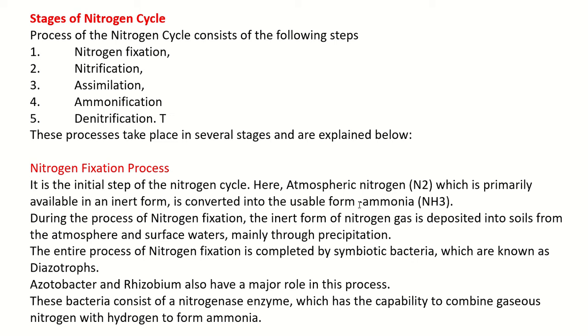The stages of the nitrogen cycle consist of 5 steps. Many steps are there, but these are the important ones: nitrogen fixation, nitrification, assimilation, ammonification, and denitrification. You repeat these words.